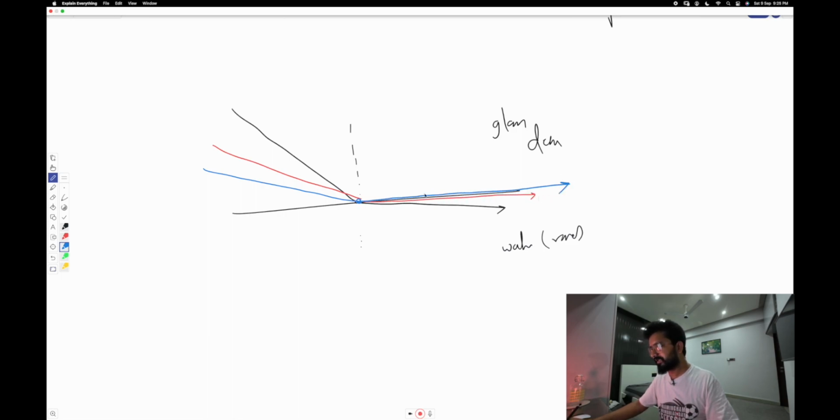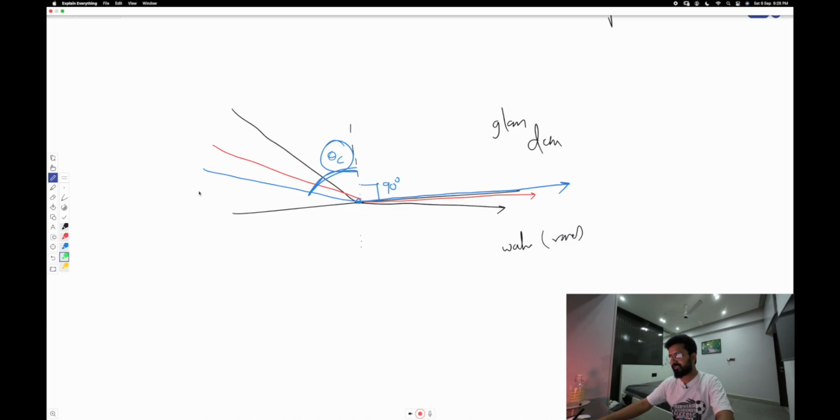Or we can also say the ray goes perpendicular to the normal. This angle is what we call the critical angle. I repeat, critical angle is the angle of incidence where the refracted ray goes perpendicular to the normal, or you can also say the refracted ray goes parallel to the surface. And this angle of incidence here is what we call the critical angle. Clear?